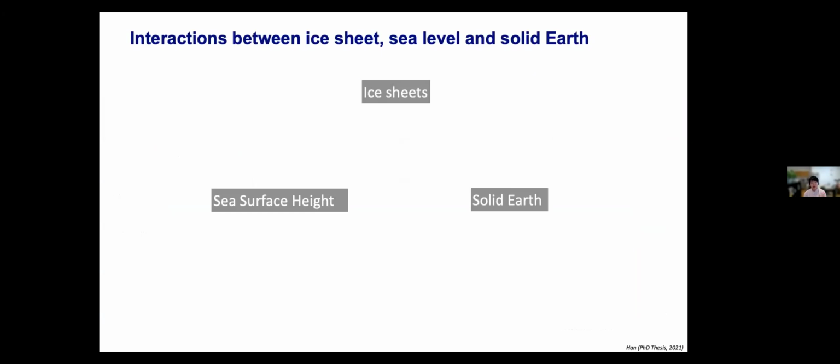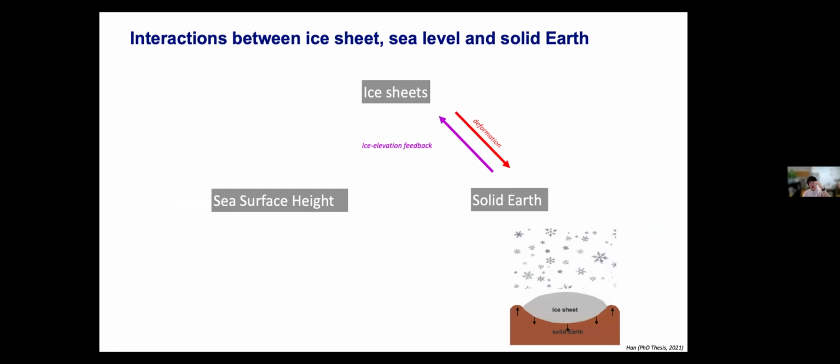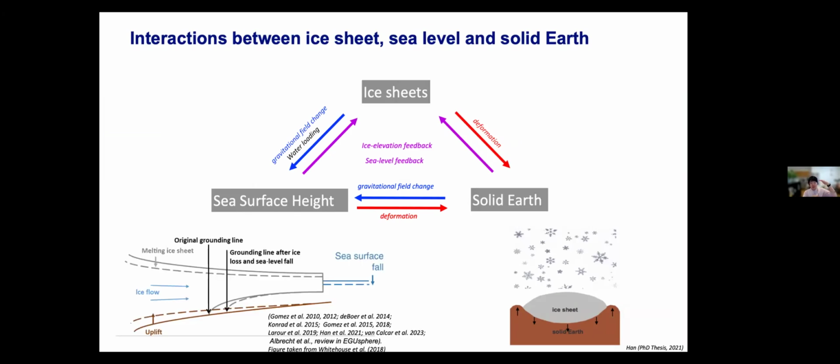Before getting into modeling, I'll briefly touch on the physics of ice sheet, sea level, and solid earth interactions. We have these three components. When ice sheets evolve, it causes deformation in the solid earth, and when the solid earth deforms, the surface of the ice also changes. So there is ice elevation feedback. At the same time, ice sheet evolution perturbs the gravitational field, and that causes redistribution of ocean loading, which in turn causes deformation of the solid earth, and that causes gravitational field perturbation as well. And in regions where ice sheets are marine based, the local sea level changes due to GRD effects, and that can also feed back onto ice sheet dynamics.